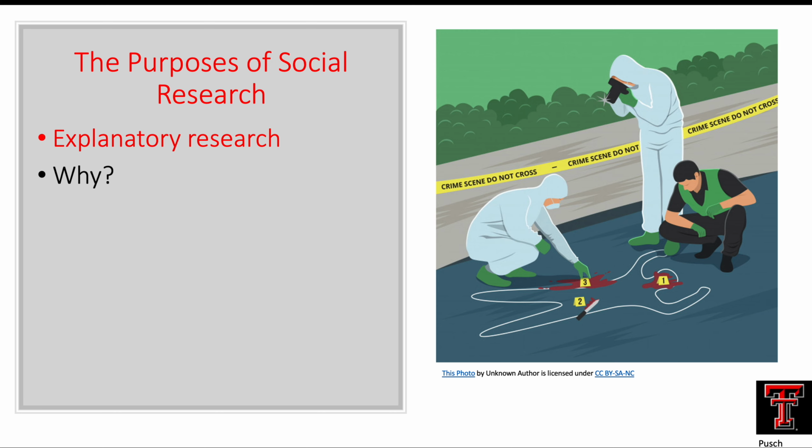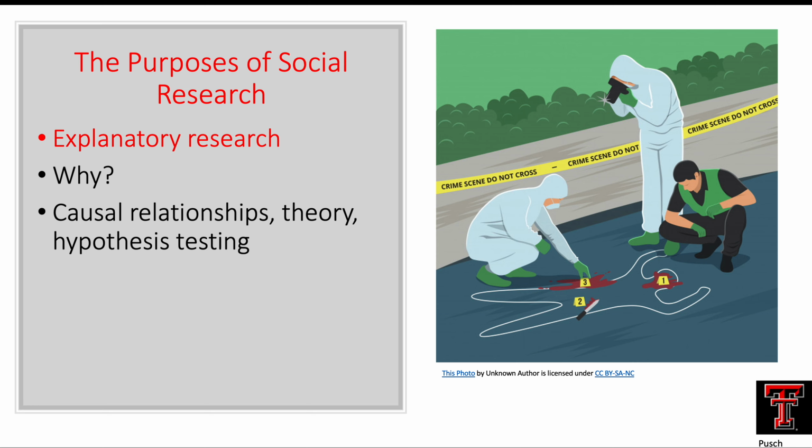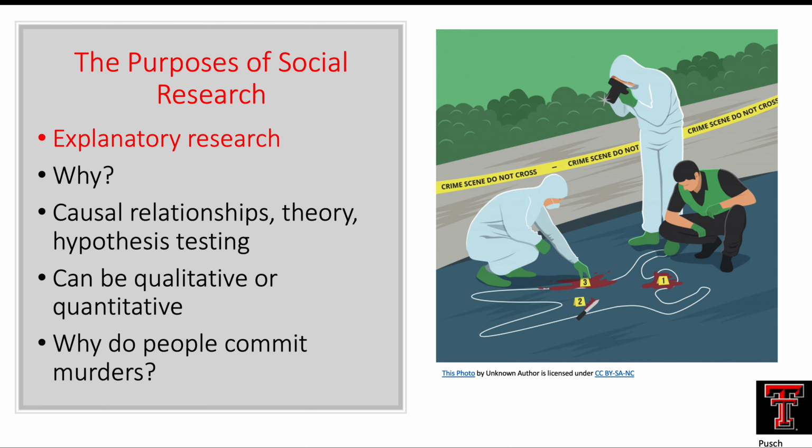So this is sort of the most in-depth of the research. We're looking at causal relationships, to see if there are relationships among variables. We're using theory, we're testing hypotheses. This could be either qualitative or quantitative or mixed methods. So we're looking at why people commit murders.